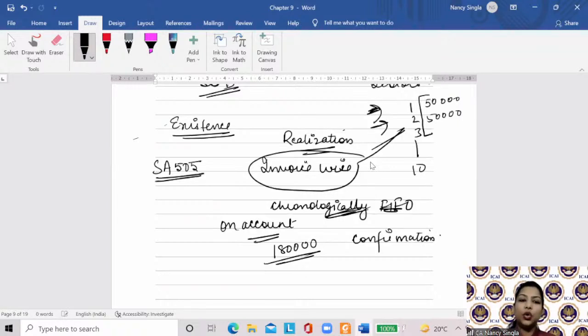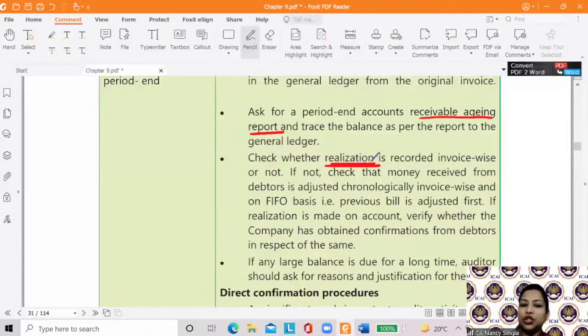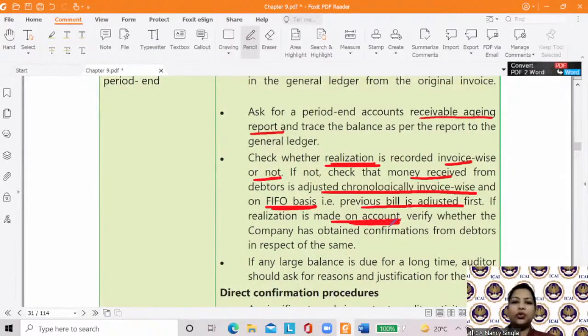ठीक है. So for existence, first of all that invoice should be recorded only once, and aging report can be obtained, and with respect to realization it should be first received invoice wise. And if it is not recorded invoice wise, then received on account, you're not able to see with respect to which bill, or a particular amount cannot be related to a particular invoice, then verify that the company has obtained confirmation from the debtors in respect of the same. Simple.